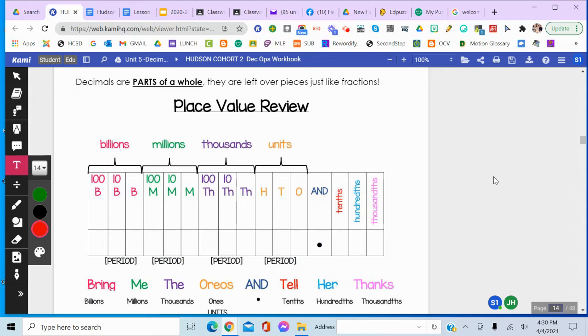So today we are going to be in our Decimal Ops workbook, which is the green workbook that I gave you before break, and we are on page 14. Make sure that you have the workbook and a pencil. I'm going to be going through a couple things. It's all review today, things that you should know from 4th and 5th grade, but we need to review it in order to get ready for the 6th grade standards that we're going to be tackling with decimals.